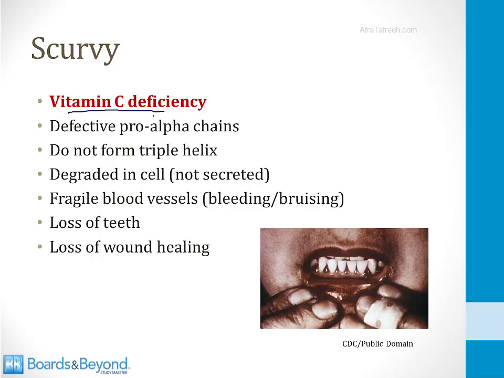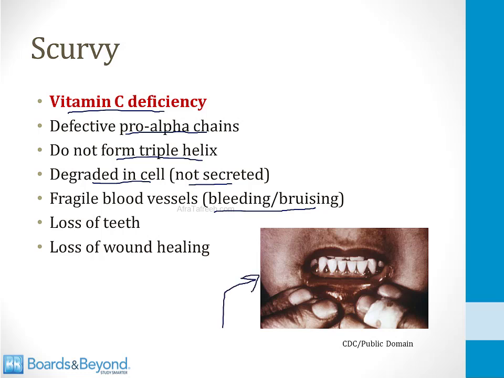It's caused by defective formation of pro-alpha chains, because there is no vitamin C around to hydroxylate the pro-alpha chains. The alpha chains that are formed will not form a triple helix. They will be degraded in cells and not secreted. The first place this will become evident is in the blood vessels, which need normal formation of collagen. If you can't form collagen because of a vitamin C deficiency, the first thing you'll notice is bleeding or bruising. Classically, it occurs in the gums, as shown in this picture here.